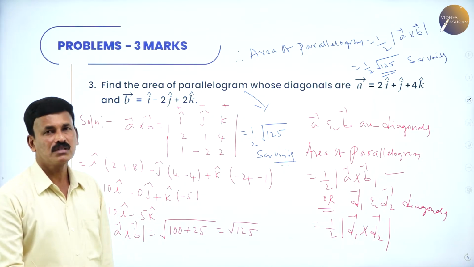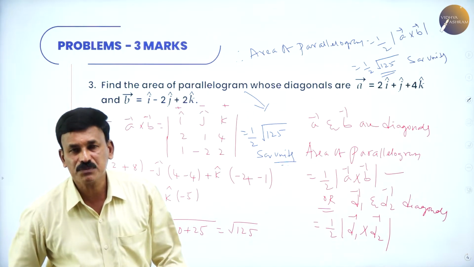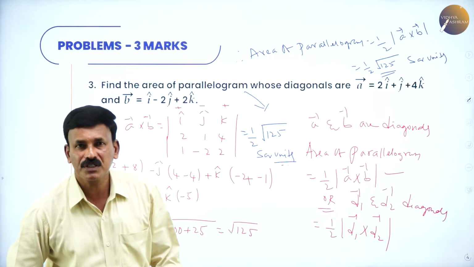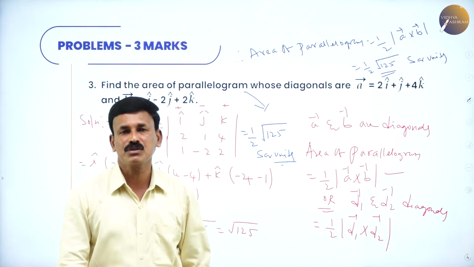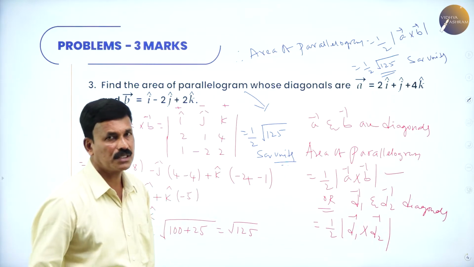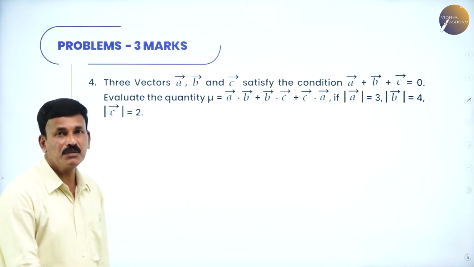Okay, that's all. So, if the diagonals are given, it is half into length of A cross B, or half into length of D1 cross D2. If A and B are the adjacent sides, then it is just length of A cross B. That's it. Now, this type of problems are very, very important for 3 marks.